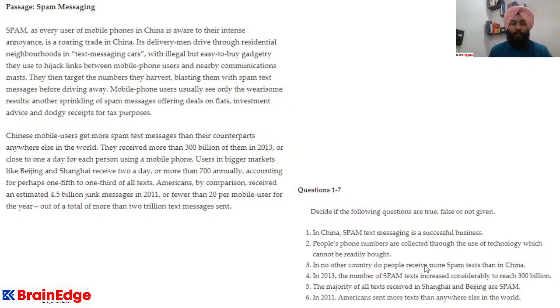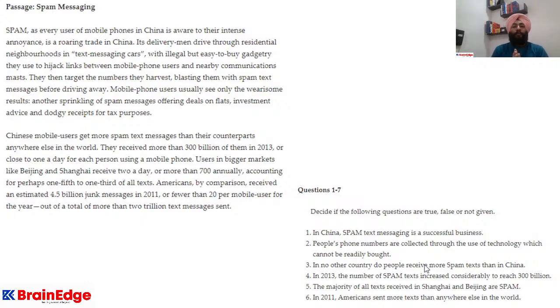So what the reading passage is saying, they received more than 300 billion. This shows less than 300 billion. They show more than. Total contradiction. Answer is false. This is total contradiction. Okay, let's see. The majority of all texts received in Shanghai and Beijing are spam.